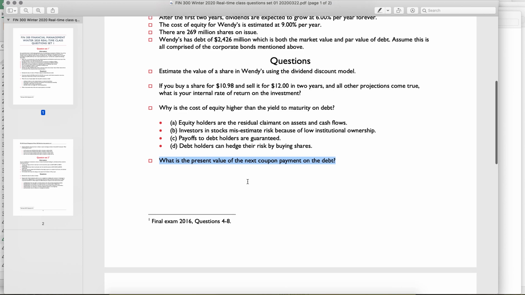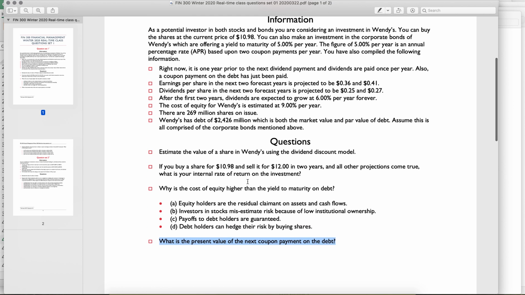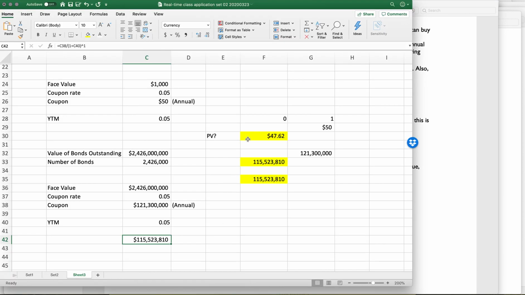This question doesn't really explicitly say that it should be from the company's perspective, but if you look at the solutions, that's the way it is. But the answer is correct either way, depending on whatever units are in the exam. It's either $47.62 in the case that you have $1,000 face value, or it could be 115 million if you're looking at it from the company's perspective and trying to figure out how much money they'll need on hand to pay for the next coupon payment. Hope that helps.